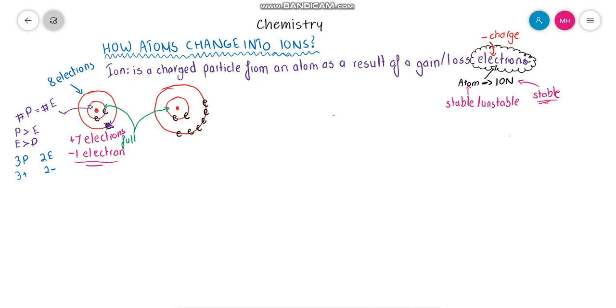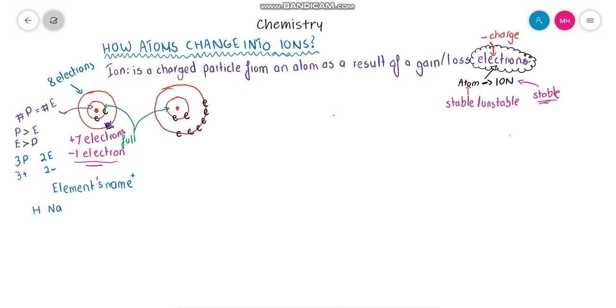Now because there's an extra positive charge which makes it a charged particle, you write it with the element symbol, like hydrogen stands for H, sodium stands for Na, and then you add its charge, so over here it's plus.